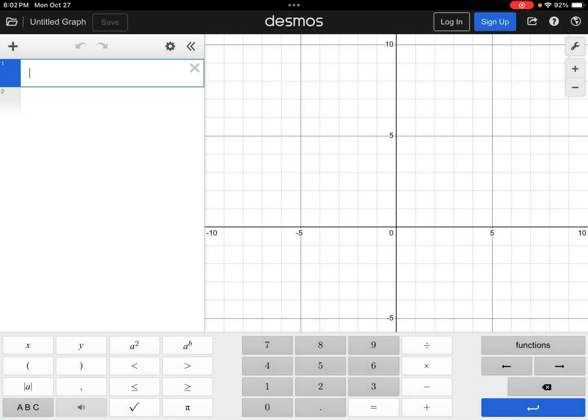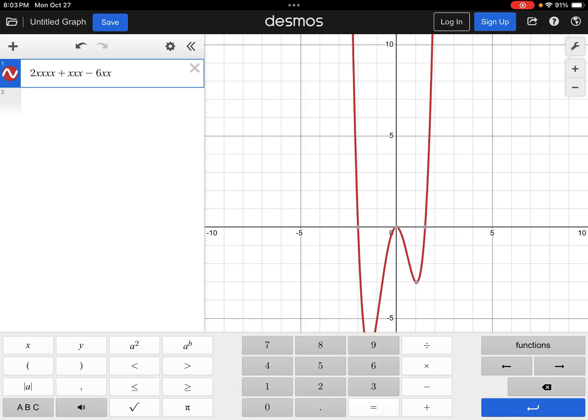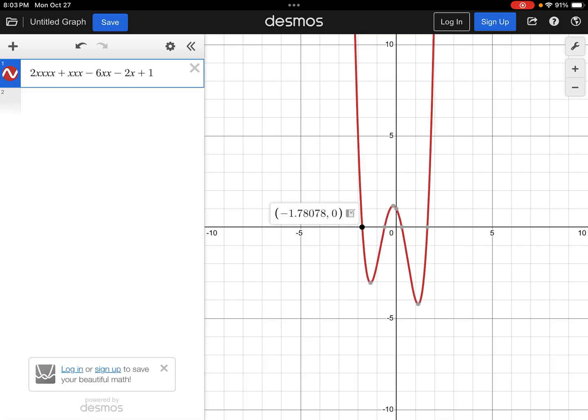All right, and I'm going to plug in the function. So I have 2x to the 4th plus x to the 3rd minus 6x squared minus 2x plus 1. So I've got 4 x-intercepts. I think that's what it wanted us to find. It wanted us to find the x-intercepts.